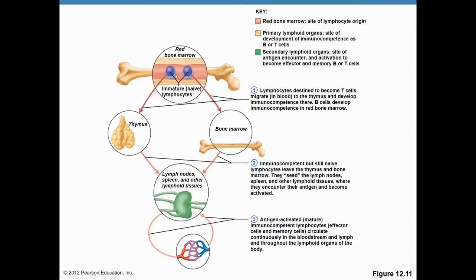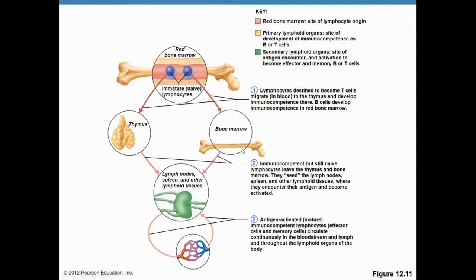All right, so we have these immature lymphocytes. Some of those immature lymphocytes are going to migrate to the thymus, where they are going to become immunocompetent, but they haven't encountered their antigen in your body. So they're said to be naive. They're immunocompetent, they've been educated, but they're naive, they've never had a real job. Just like when we graduate from high school or college, we have all of this book knowledge, but we haven't had a real job. So that's what these immunocompetent but naive lymphocytes are like.